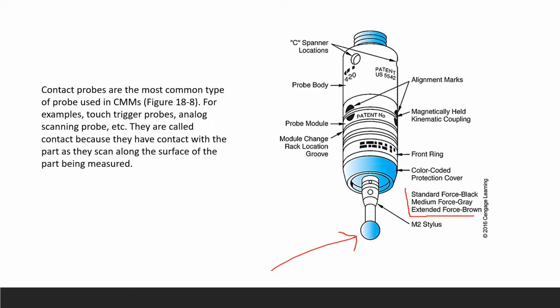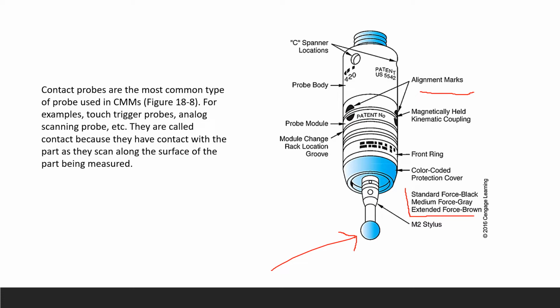This is your front ring, and that's your color-coded protection cover. It's not necessary. The only thing that is necessary is your stylus, and then your probe head and the sensor. And this is where your spanner location is, and this is important alignment marks. You should be able to know this if you look at it.